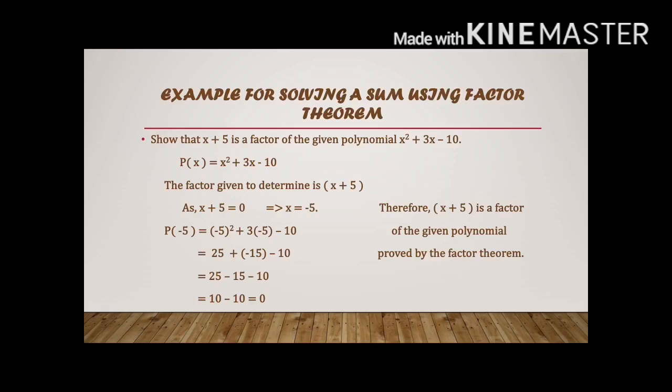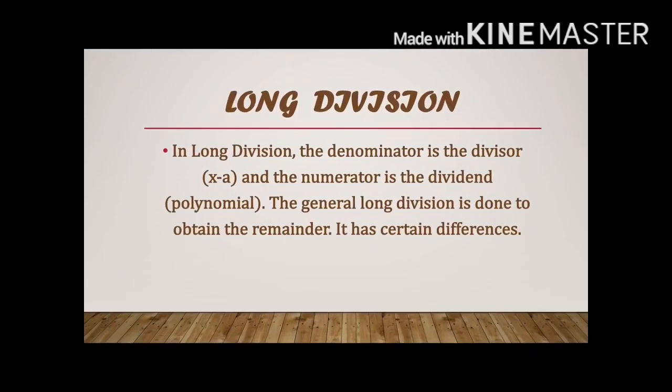So this sum also doesn't have any remainder, therefore this satisfies the factor theorem, right? Because P of a is equal to 0 according to this question. So therefore x plus 5 is a factor of the given polynomial x square plus 3x minus 10, and this is proved by the factor theorem. Yes. Now let's see about the long division.